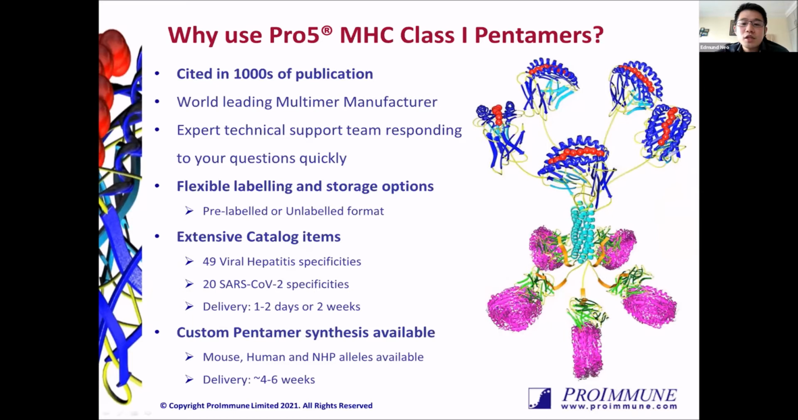Our Pentamers give you additional flexible labeling and storage options, with the choice of labeled or unlabeled format depending on your project requirement. We have an extensive catalog which consists of 49 viral hepatitis specificities and 20 SARS-CoV-2 specificities that are ready to be shipped out in 1 to 2 days or 2 weeks. If the specificity that you want is not found in the catalog, we can provide them as custom pentamers, where we have mouse, human, and non-human primate alleles available and ready to be shipped out in about 4 to 6 weeks, depending on the binding affinity.